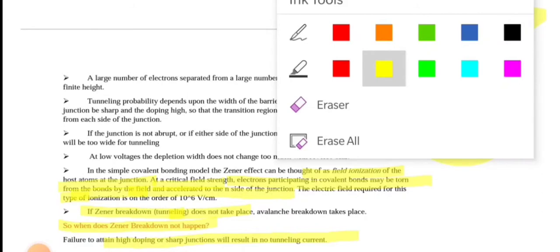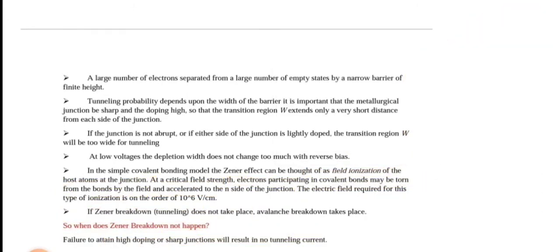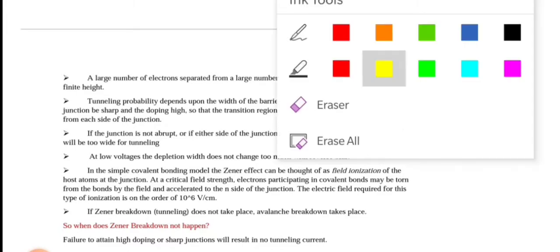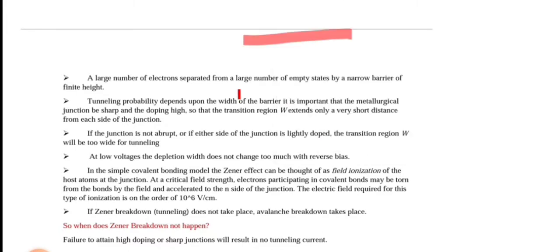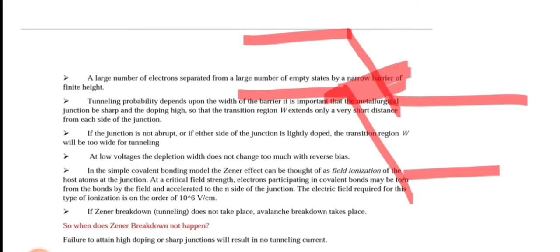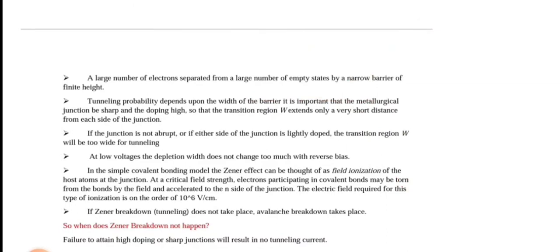So I told you the two important points to be remembered. The P and N type material should be heavily doped, first point. Second, there should be a sharp junction, the slope which we are considering should be very sharp, then only the tunneling process happens. These are the two points that have to be kept in mind under Zener breakdown.